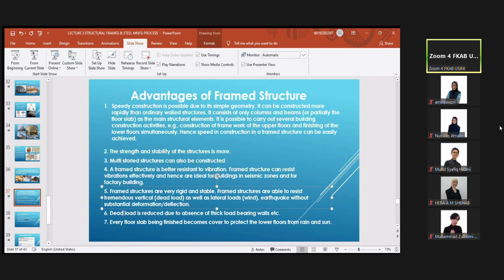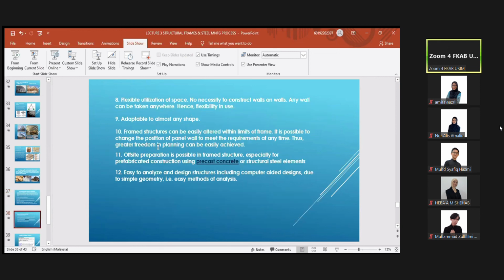Okay, 7, every floor being finished becomes a cover to protect the lower floor from rain and sun. Just like now, you do casting on the top floor or fitting the frame on the top floor, but the lower floor you can do all the finishing already. Okay, 8, flexible dimensional space, no need to construct wall on walls. Any walls can be taken out anywhere, hence the flexibility. This is for renovation purposes. If somebody is renting the floor, then you can do it quite easily, and very fast as well. 9, adaptable to almost any shape, not only square and rigid, but can have organic form. 10, basically frame structures can be easily altered within the limit of the frame.